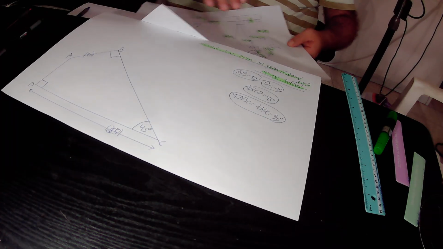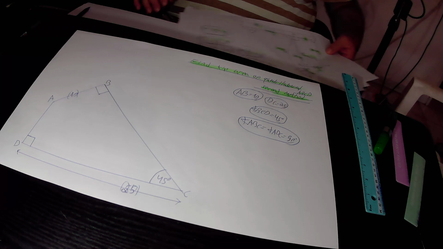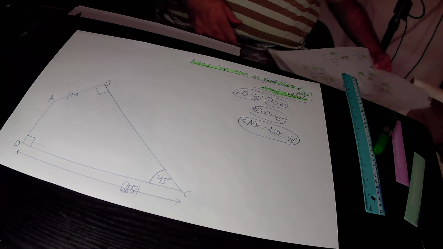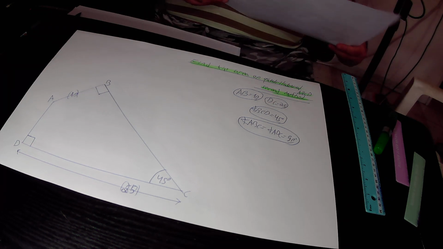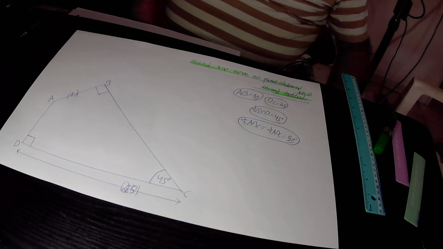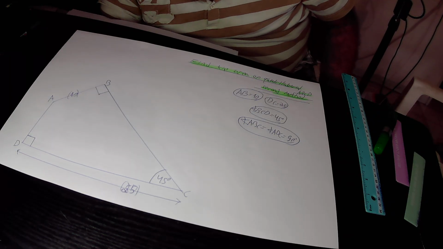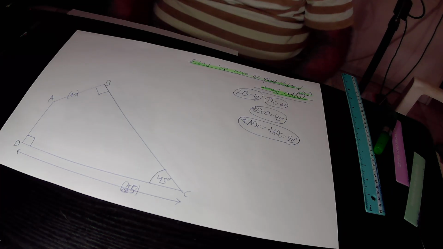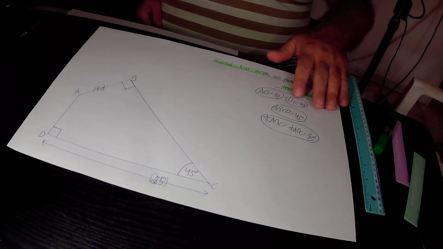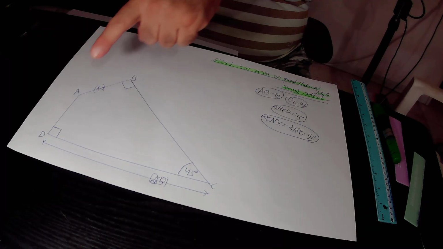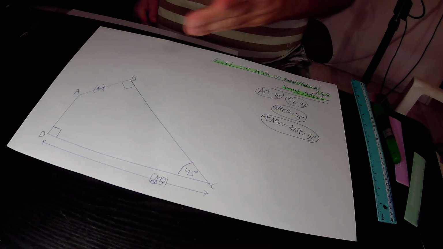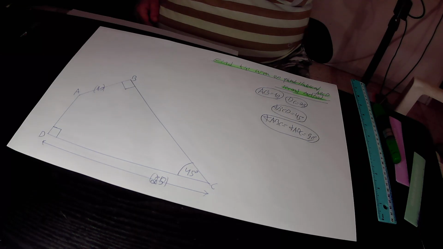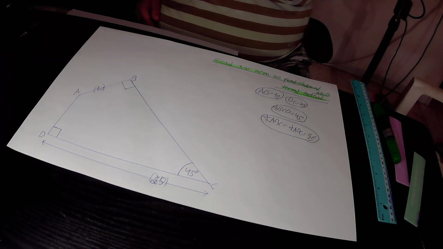In the second method, we will do a construction. That is to say, we will extend side DA and side CB of this quadrilateral ABCD by a straight line until they touch each other.